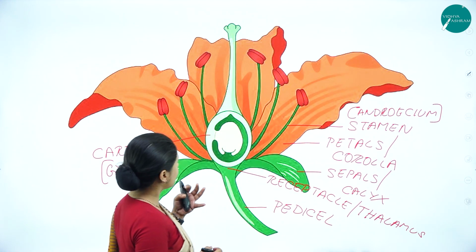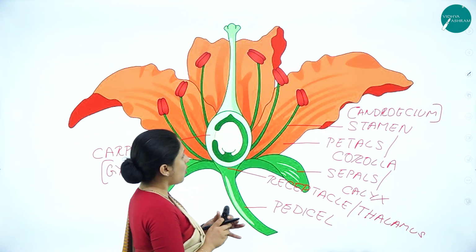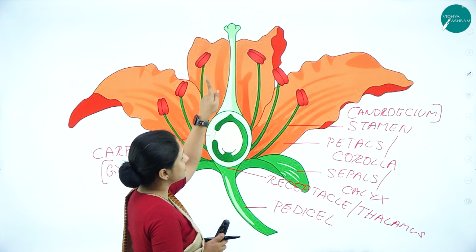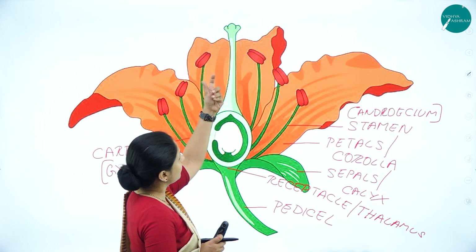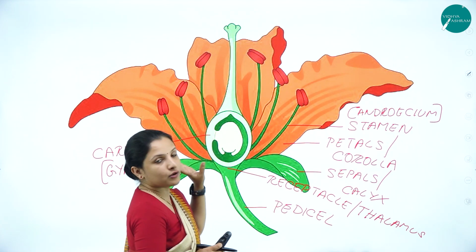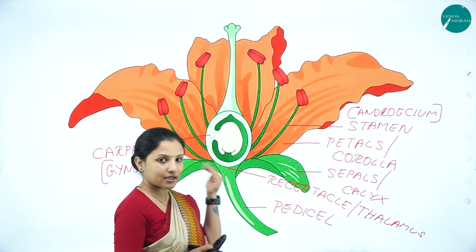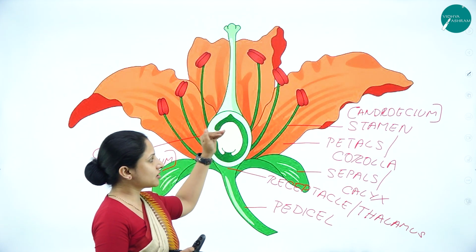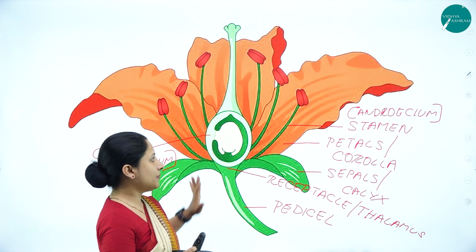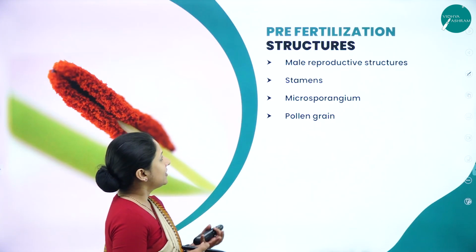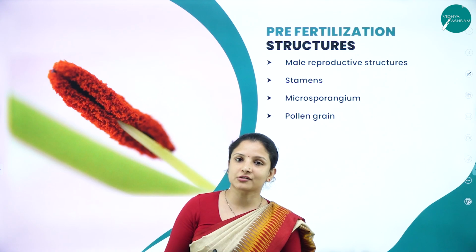In the gynoecium, there is the ovary. The ovary has a long style that holds the stigma. Inside the ovary, ovules will be present. All that we'll study in the coming sessions. Now, the important parts of the flower are marked here. Moving further, let's start studying the structures in detail.